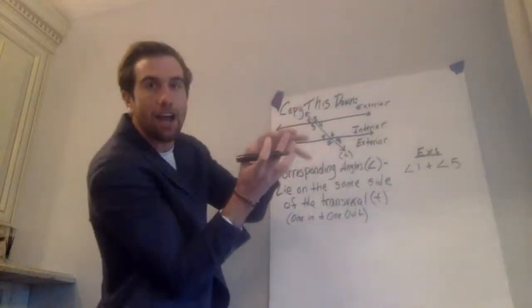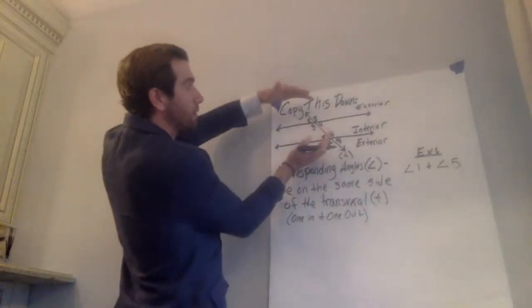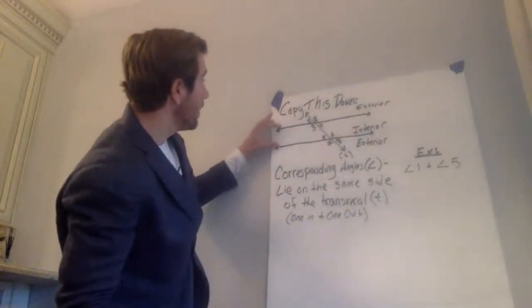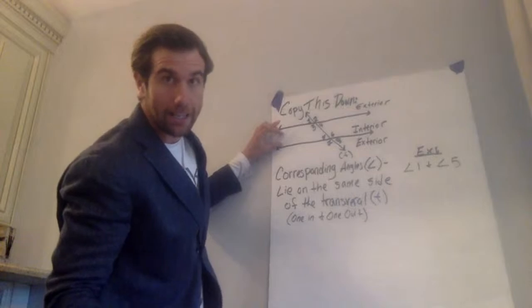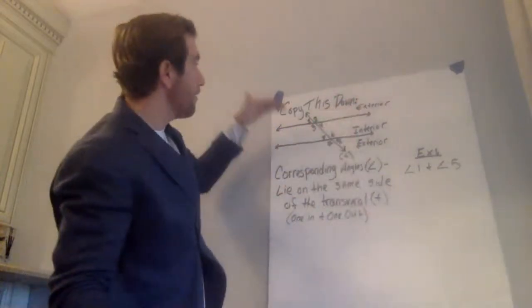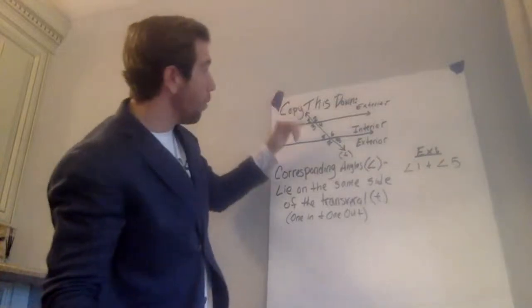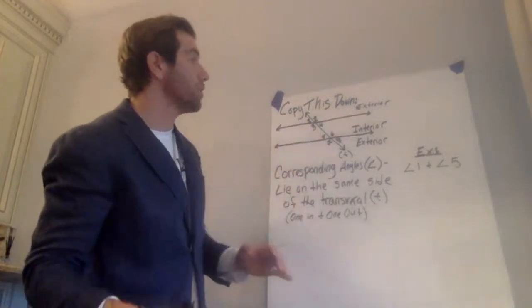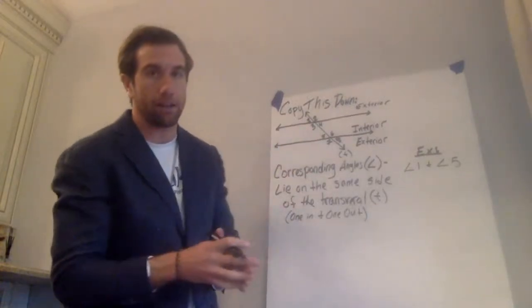Interior is inside the parallel lines. Think of it as a sandwich. These are the 2 pieces of bread, so this is the inside of the sandwich, and this is on the outside of the sandwich. So you have 1 angle on the outside, 1 angle on the inside. So it's going to be 1 and 5, and those are known as corresponding angles.